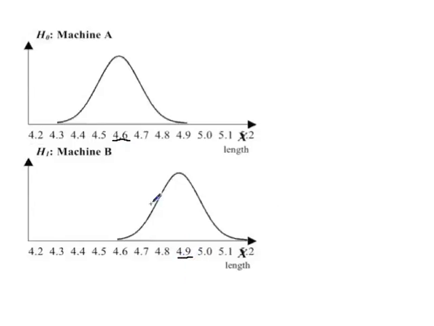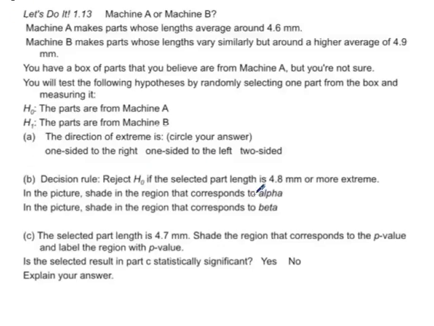The most common length of a part from machine A is about 4.6 millimeters, and the most common length, or what you'd expect to see from machine B, is 4.9 millimeters. Okay? So you have a part, or think a box of parts, and you think those came from machine A, but you're not sure. So you're going to test the hypothesis by randomly selecting one part from the box and measuring it. The null is that it is as you thought, it's from machine A, and the alternate is, well, it's not, it's from machine B, okay?